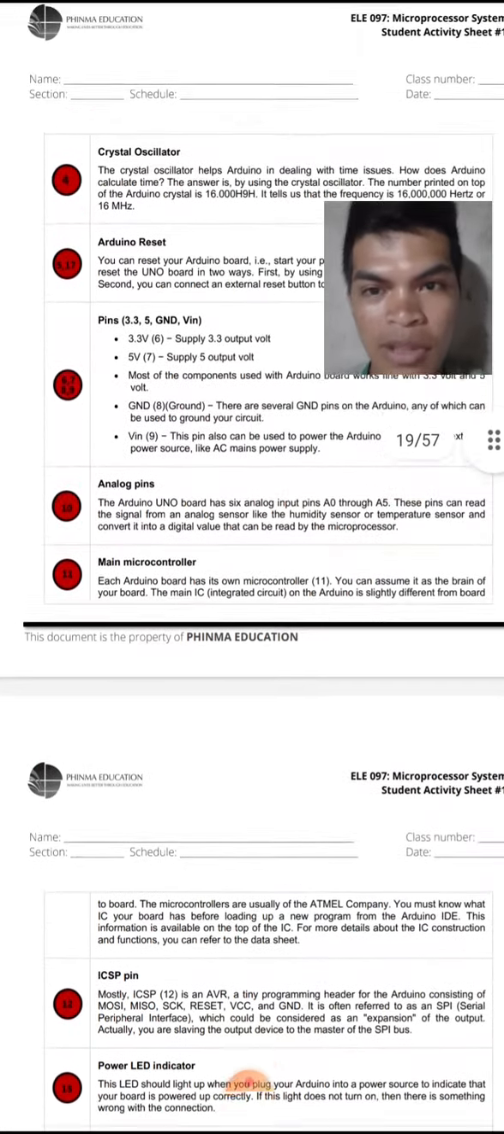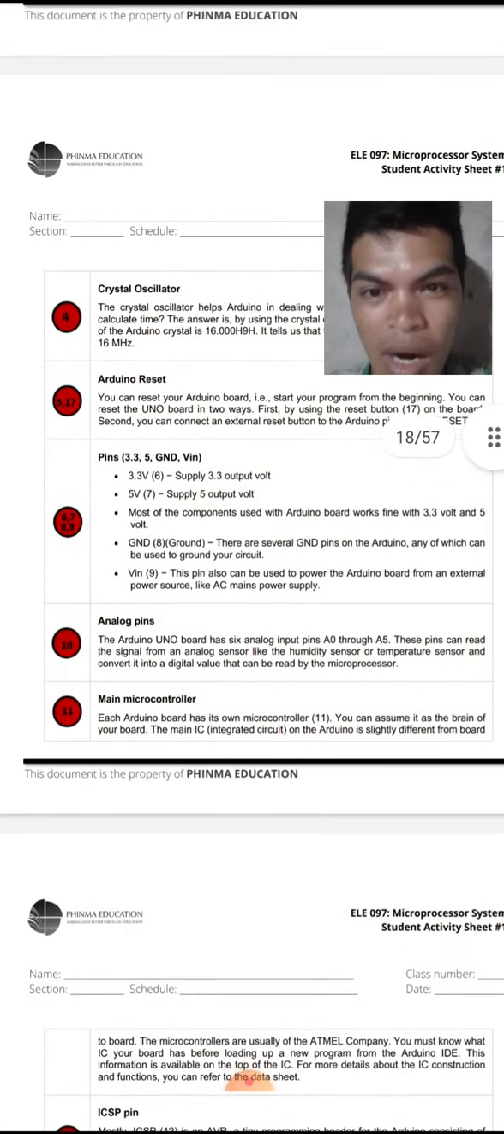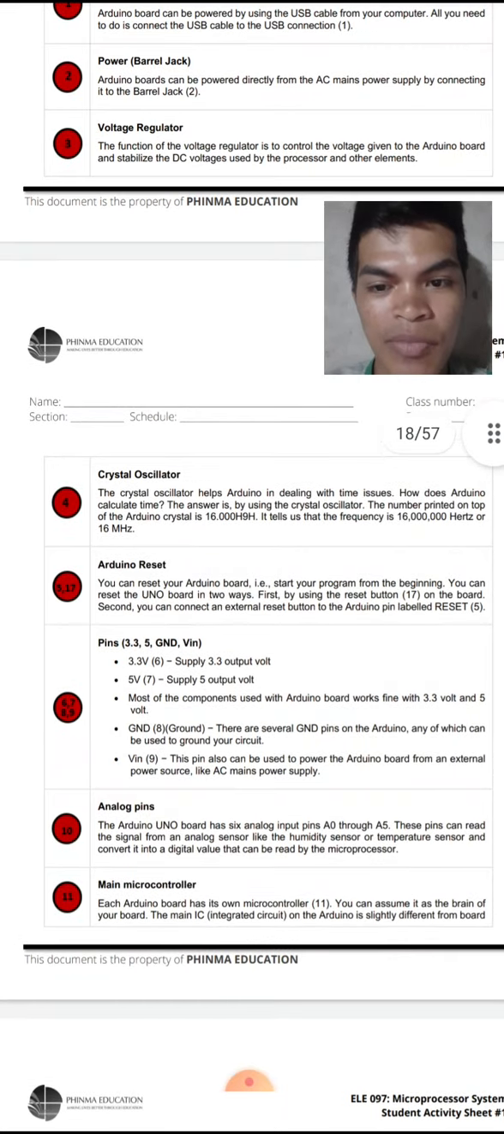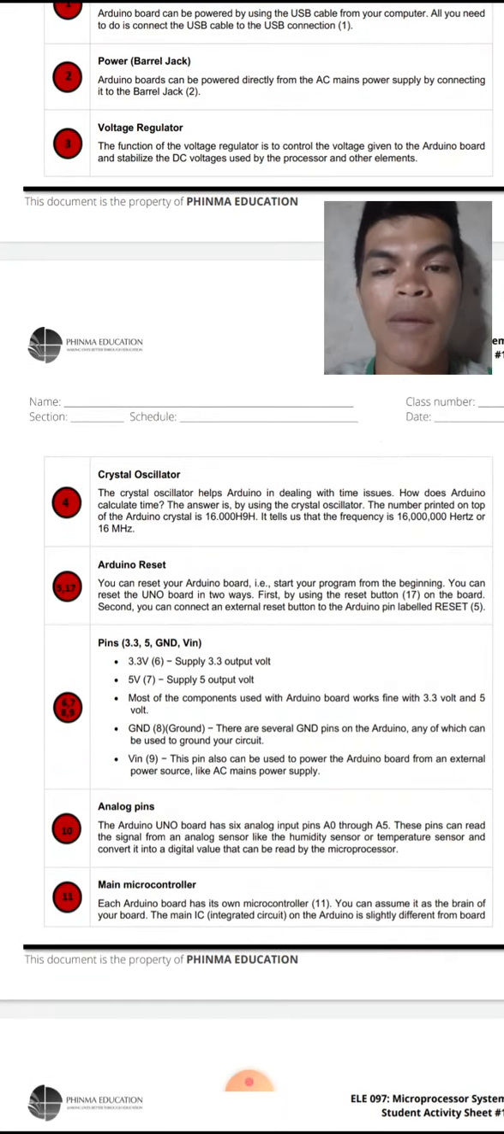And number 17 is Arduino reset. You can reset your Arduino board, that is, start your program from the beginning. You can reset the Uno board in 2 ways. First, by using the reset button on the board. Second, you can connect an external reset button to the Arduino pin labeled reset.